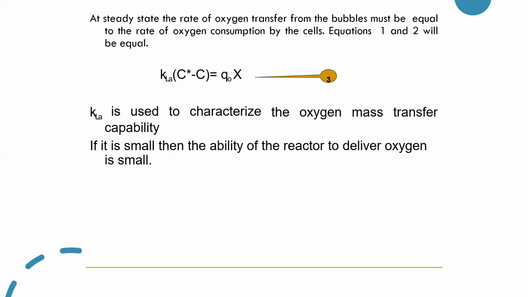Once you have transferred a certain amount of oxygen, how much of the oxygen is going to be consumed by the cell? To maintain the balance and to have a good oxygen transfer, these two things need to be balanced. OTR must be equal to OUR, or OTR should be greater than OUR, because if the supply is good and consumption is okay, obviously our cells will grow.